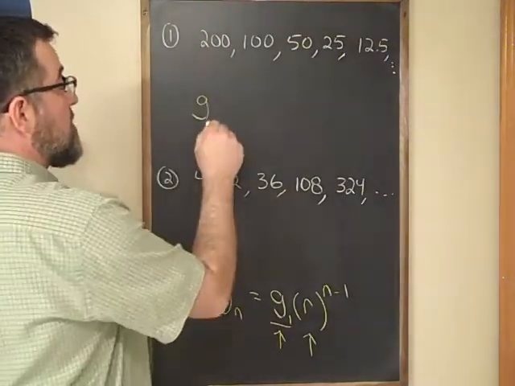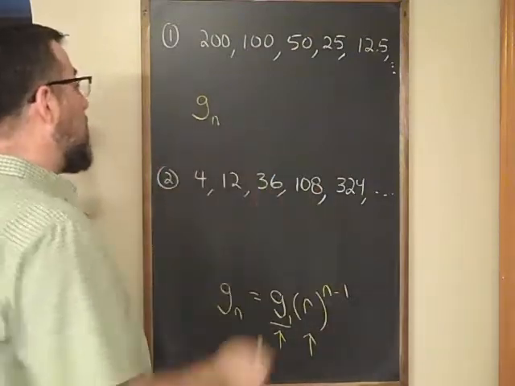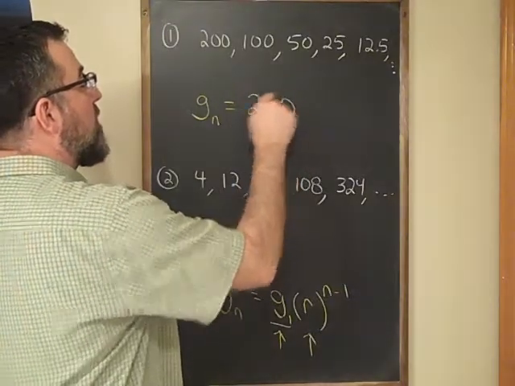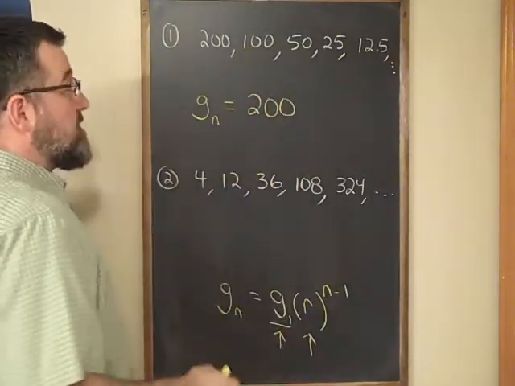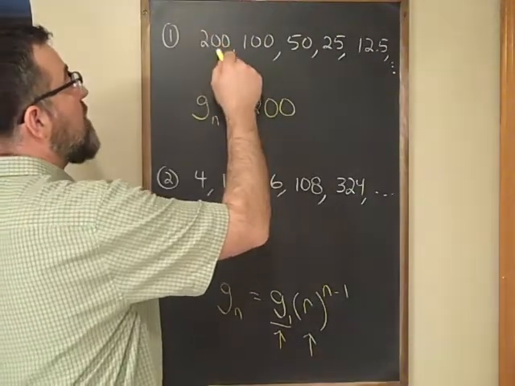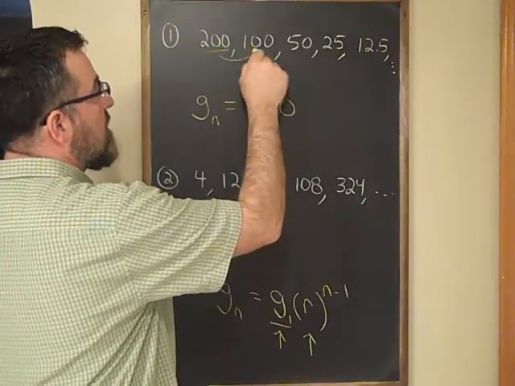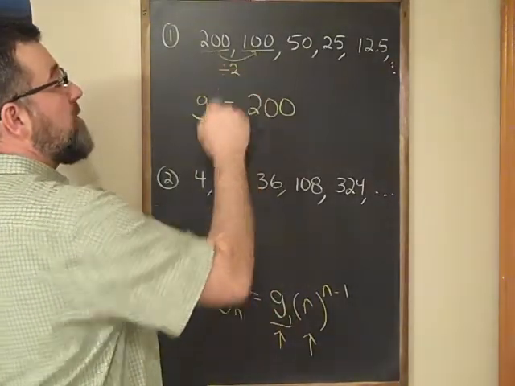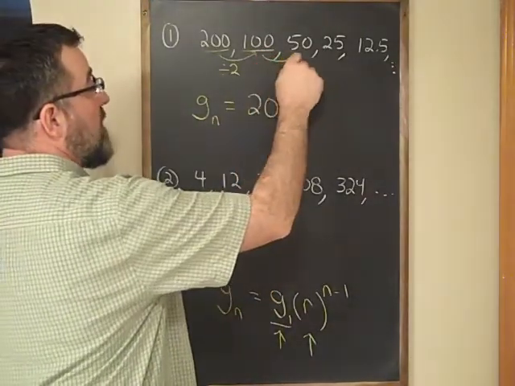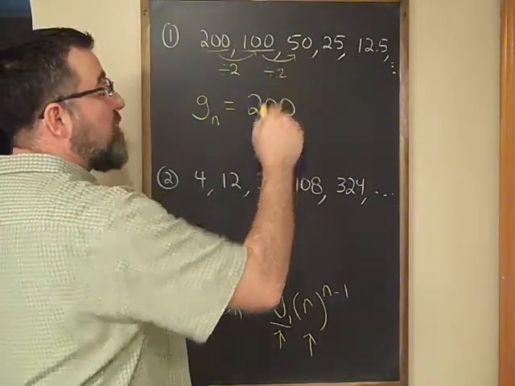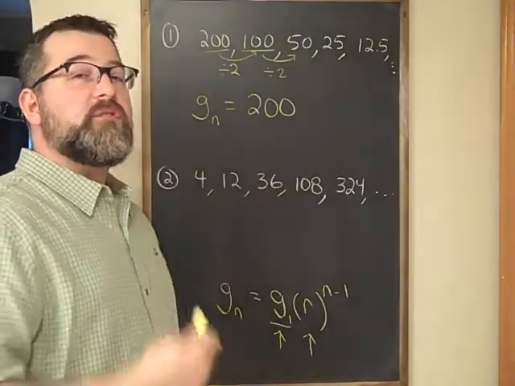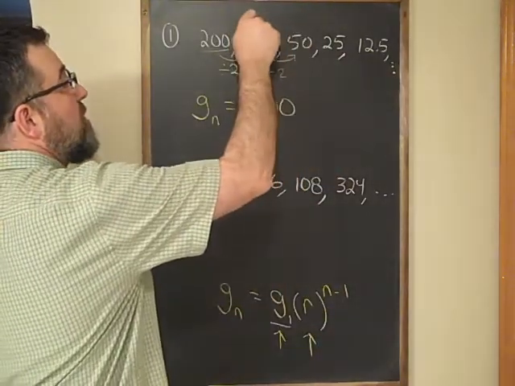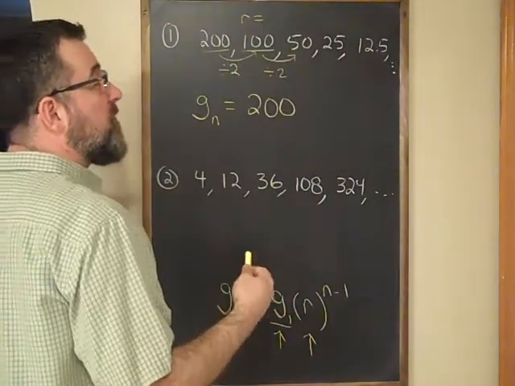This sequence right here, g sub n or a sub n or whatever variables you want to use, g sub n is the first term, 200, times the constant ratio. So the constant ratio is how we go from one term to the next. Now I know a lot of you are saying to get from 200 to 100, I divide by 2. You're correct. And to get from 100 to 50, yes, you are dividing by 2. But a constant ratio is what you multiply by to get from one term to the next. And constant ratios are found by taking any term and dividing by its previous term.